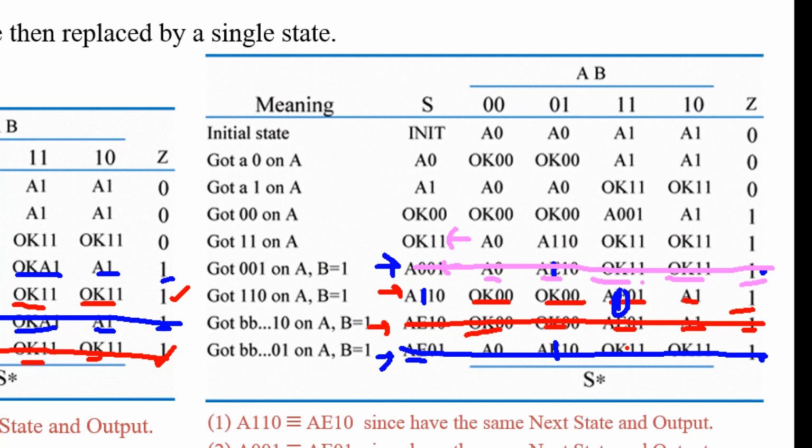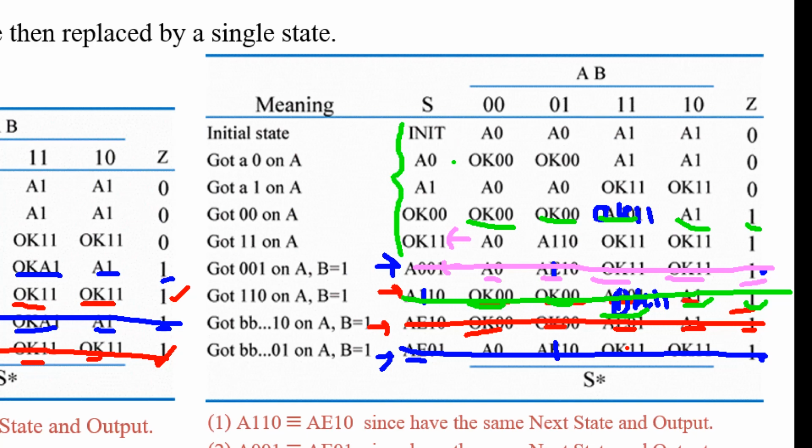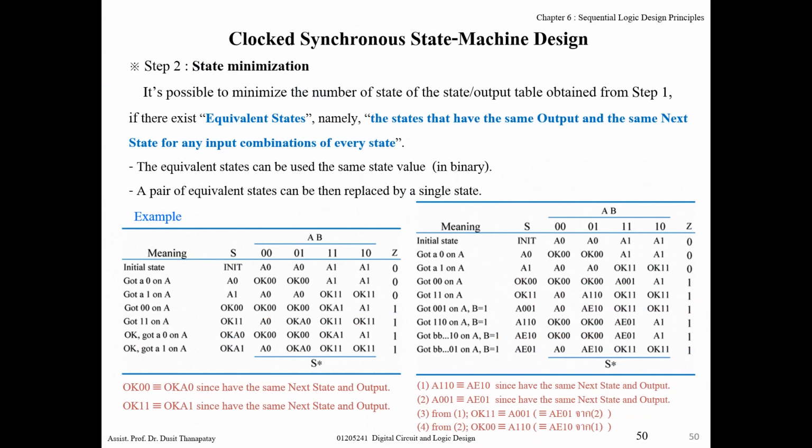And after that, let me change the name. OK11 and here. This one, OK11 and here. What else? This state, right? This state has the same next state and same output. So you can remove one of these. And finally, you have got 5 states also, after you use equivalent states to reduce the number of states.